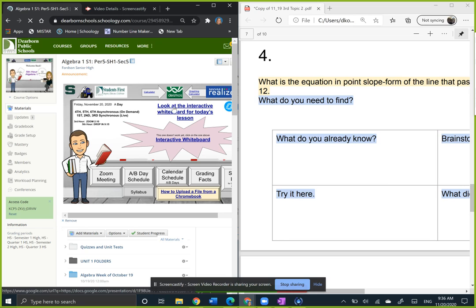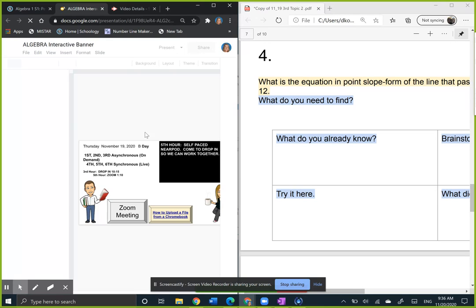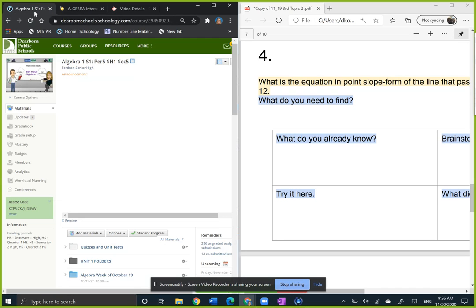So if you go to fifth hour and you see right here, it says look at today at the interactive whiteboard for today's lesson. If you click on that, then you'll get the interactive whiteboard that I'm talking about. And I don't know why the other way isn't working for you, so I'll figure that out. But for today, for the test, you'll be able to have the interactive whiteboard.